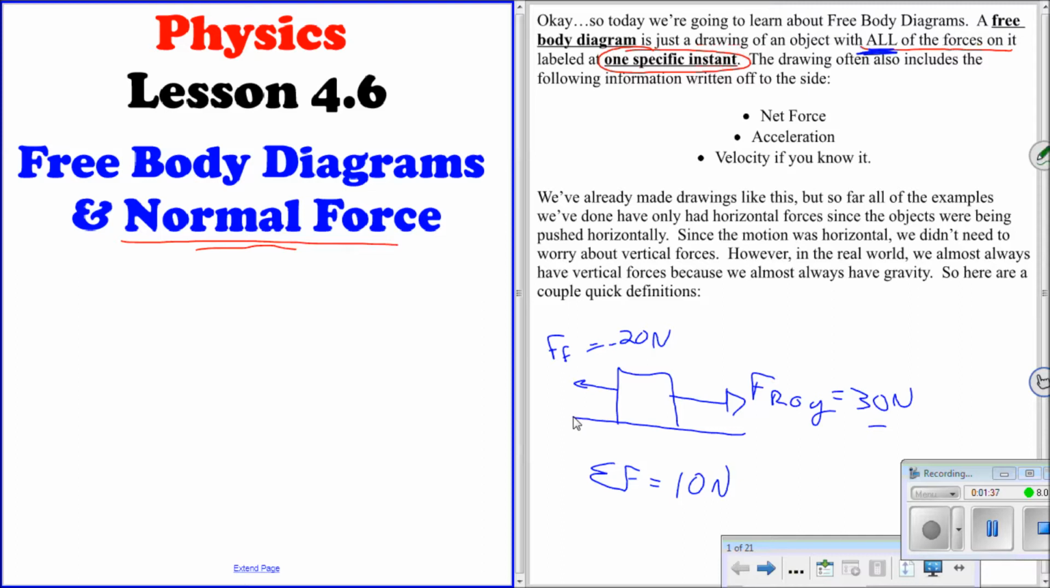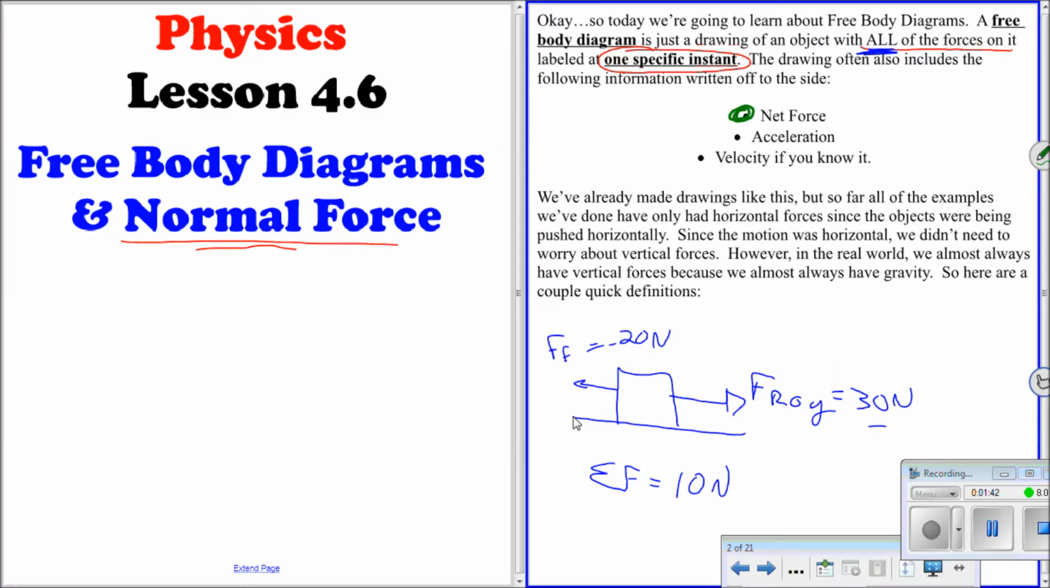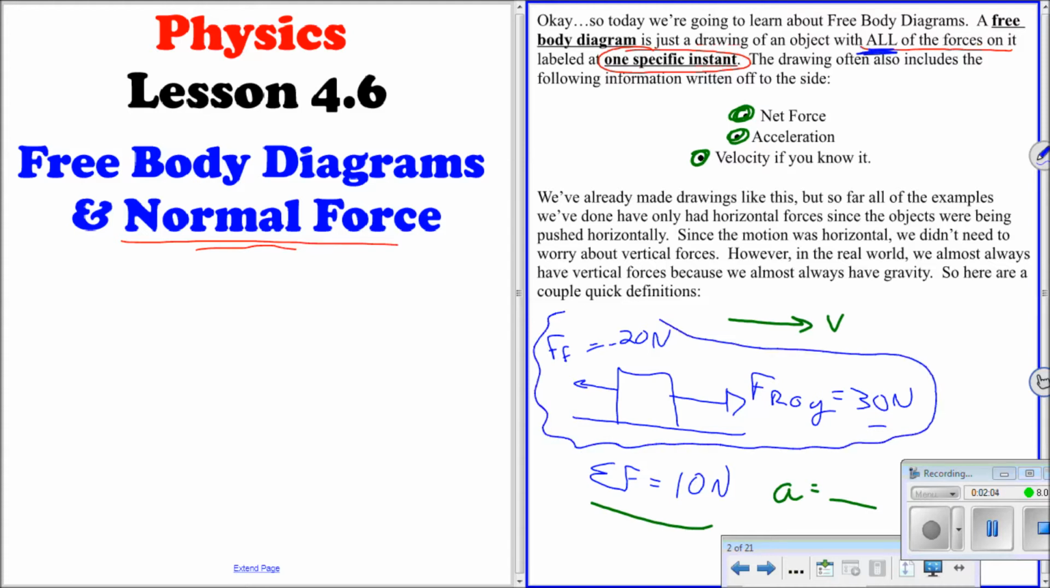And the one other thing I'll say is often when you make your free body diagram, off to the side you include a little bit of extra information, such as what the net force is. If you know the acceleration of the object, you write that off to the side. And if you know the velocity, you'll often write that down, or even just make a little arrow to indicate the velocity. So ultimately, the free body diagram is just a drawing with all of the forces labeled. But I tend to use it as a way to keep my information organized, and I often put other information near my drawing as well.